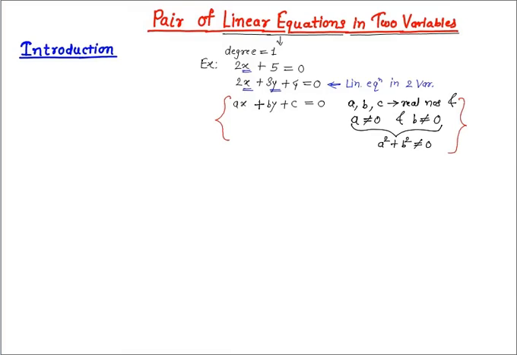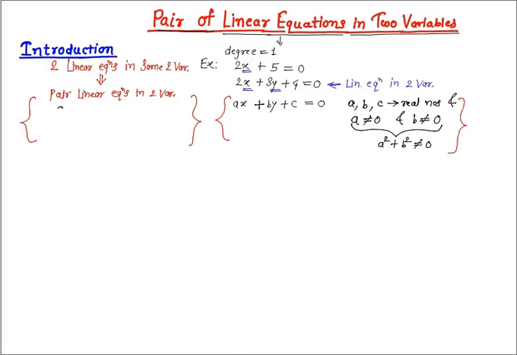Now, we want to talk about a pair of linear equations in two variables. When we say pair, we have two equations, right? So that would be a pair. So when we have two linear equations in two variables, that is called a pair of linear equations in two variables. So what's the definition? When we have two linear equations in the same two variables, this is called a pair of linear equations in two variables. So what would be the general form?